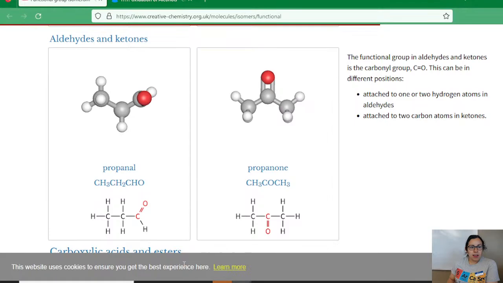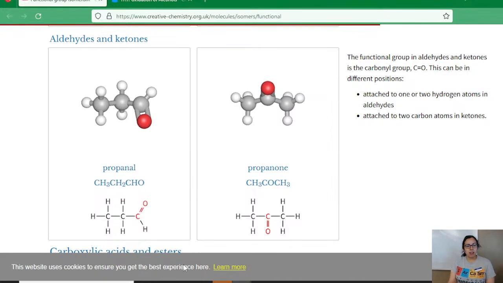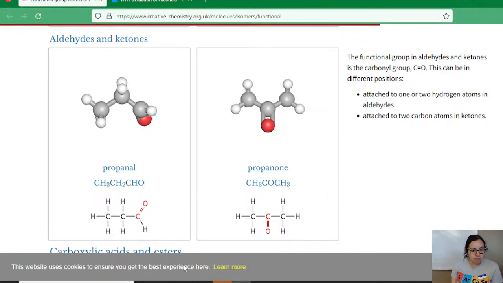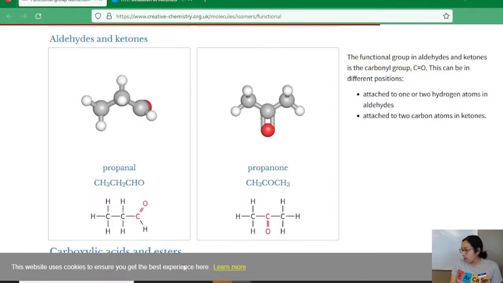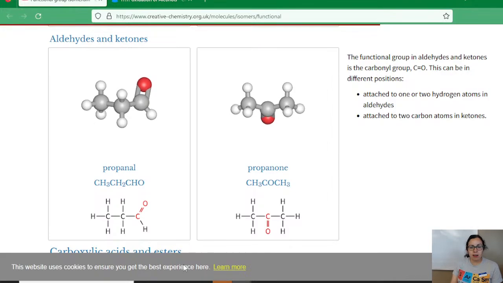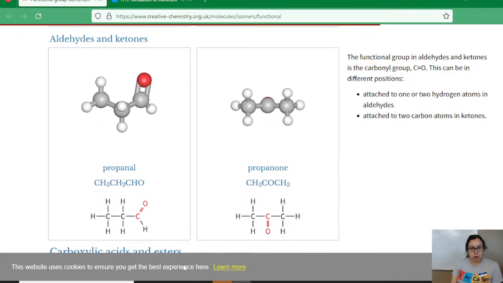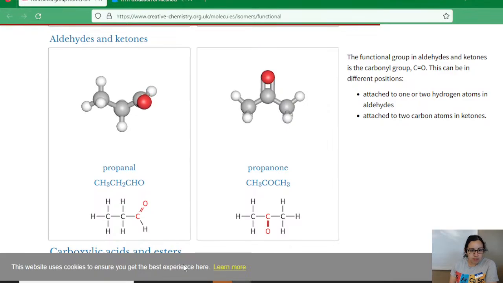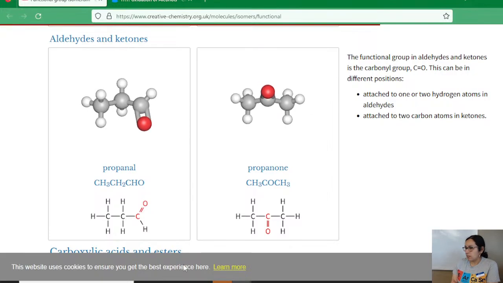Aldehydes and ketones could also potentially be isomers. For naming, remember aldehydes end in the AL ending. They have that H on the end, the C double bond O H on the end, versus the ketone, where it's in the middle. Same situation, so you could have isomers: 3 carbons on each and 6 hydrogens each.